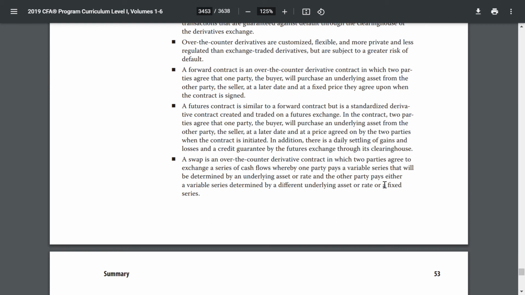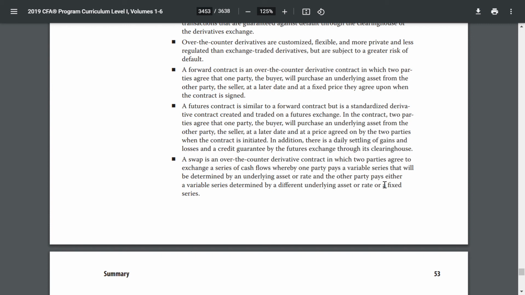A futures contract is similar to a forward contract, but is a standardized derivative contract created and traded on a futures exchange. In the contract, two parties agree that one party, the buyer, will purchase the underlying asset from the other party, the seller, at a later date and at a price agreed on by the two parties when the contract is initiated. In addition, there is a daily settlement of gains and losses and a credit guarantee by the futures exchange through its clearinghouse.